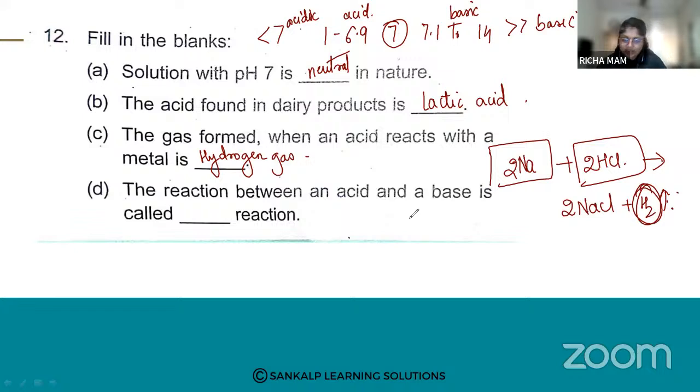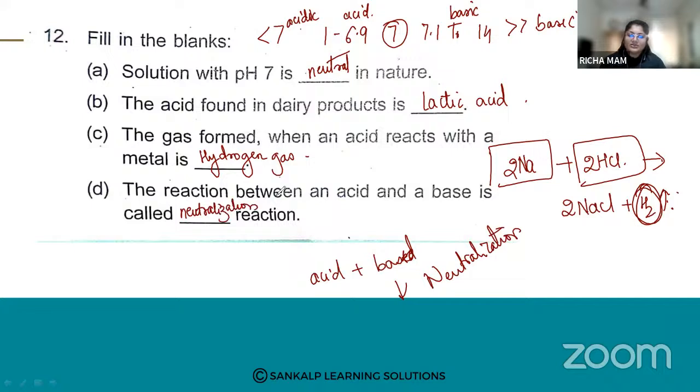Next question. The reaction between an acid and base is called as what? It is called as the neutralization reaction. Okay. Are these four questions clear?